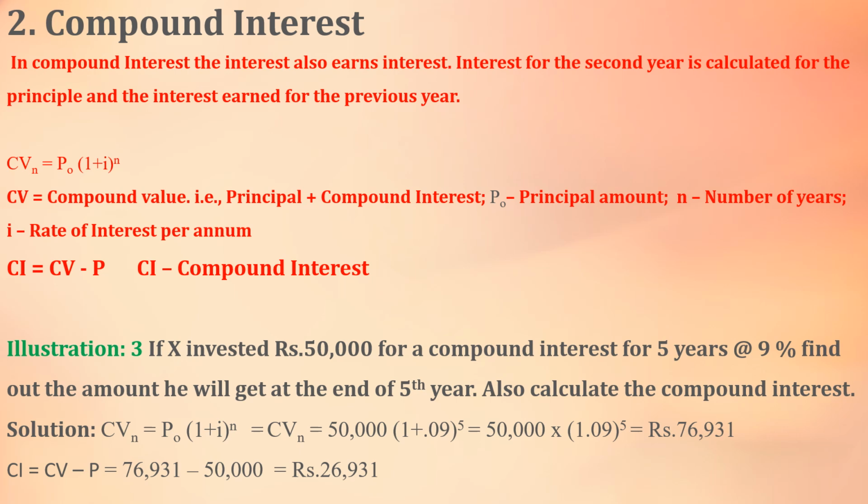Solution. CVN equals PO into (1 plus I) raised to N equals 50,000 x (1 plus 0.09) to the power 5 equals 50,000 by 1.539 equals 76,931 rupees. C equals CV minus P equals 76,931 minus 50,000 equals 26,931 rupees.